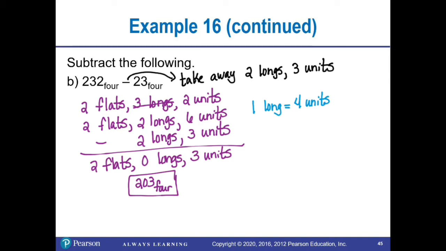Again, be sure to write that subscript of base 4. Anytime you're in a base other than 10, you have to write that subscript. Also notice I put that 0 in that second place. You have to have that 0 there to hold that place.